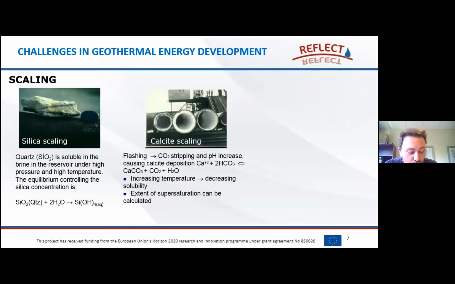When we look at calcite scaling, as you know, almost all geothermal fluids contain significant quantities of dissolved carbon dioxide. So the flashing of the vapor phase and the carbon dioxide release cause a pH increase. As a result, supersaturation conditions are established and calcium carbonate is deposited.